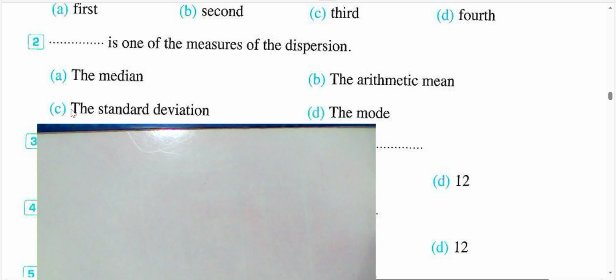So the answer here will be letter C. The standard deviation is one of the measures of dispersion, but median, arithmetic mean, and the mode we call measures of central tendency. Then you must choose letter C for question number 2.